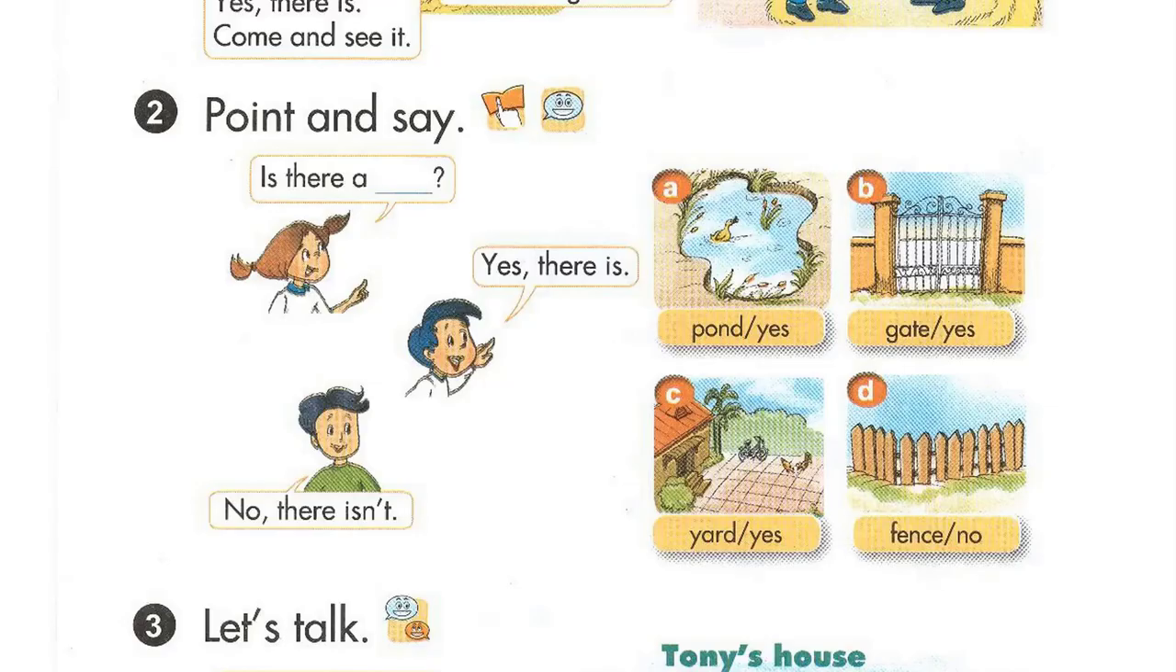Page 14. Lesson 2. Activity 2. Point and say. Is there a pond? Yes, there is. Is there a fence? No, there isn't.